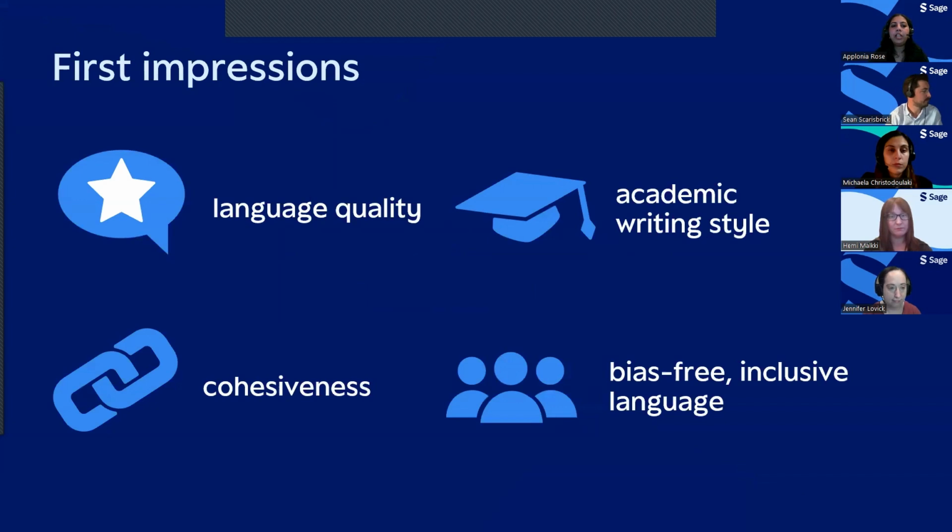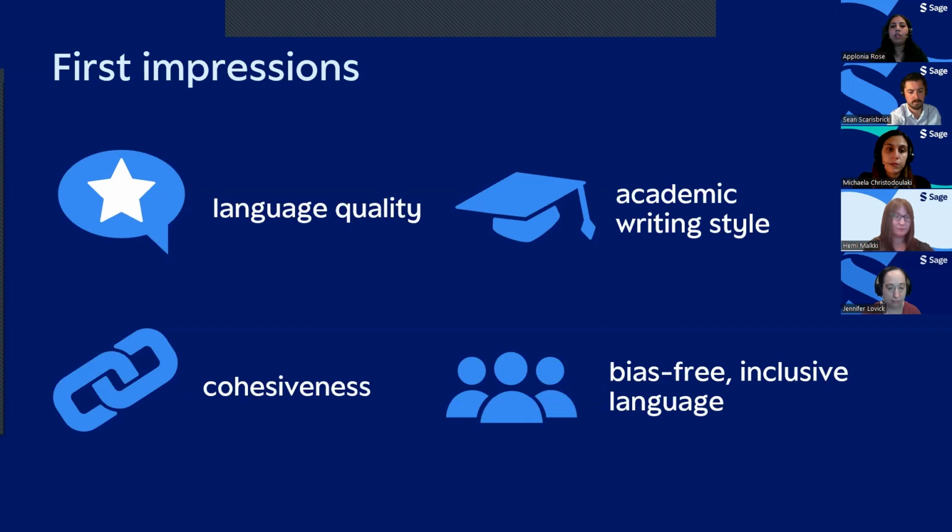The first step in evaluating a manuscript is reading the whole paper. Do a quick read through to get a first impression of the manuscript you are reviewing. There are some features of the writing and structure that the reviewer may notice immediately. For instance, is the language quality good?